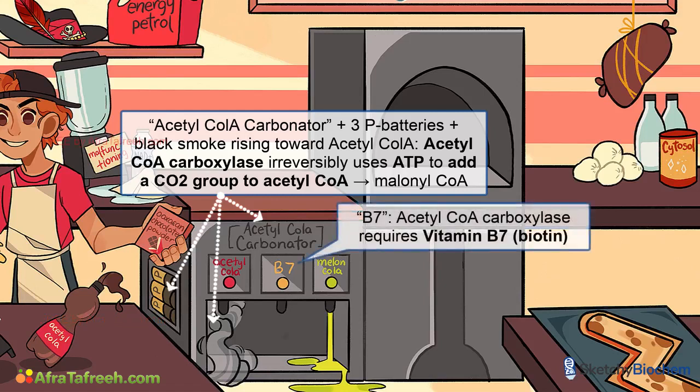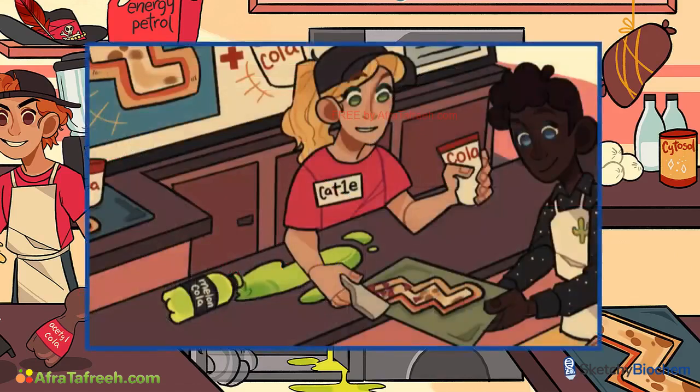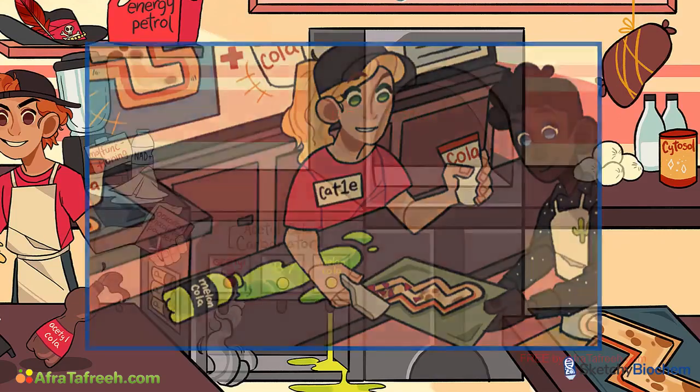Like all carboxylase reactions, acetyl-CoA carboxylase requires vitamin B7, aka biotin. The product, malonyl-CoA, will be the substrate used to elongate fatty acids. Just a reminder, malonyl-CoA inhibits CAT1, the enzyme that turns fatty acyl-CoA into fatty acyl-carnitine, so it can enter the mitochondria and we can proceed with beta oxidation of fatty acids.